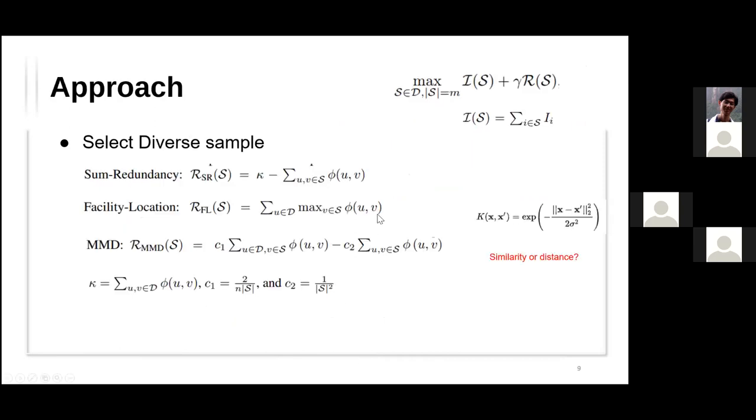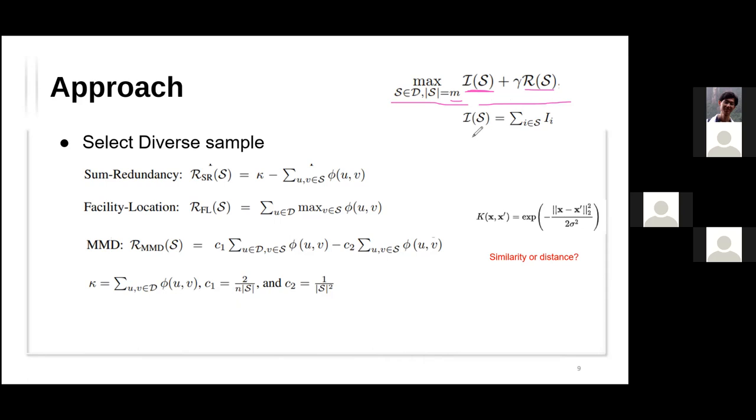And their approach, the optimization goal, is quite simple actually. First they have a predefined M, which means we select a subset of size M. This is the importance score. This is the diversity score. The gamma is just a trade-off parameter to balance between importance and diversity. And overall, they try to maximize this function.